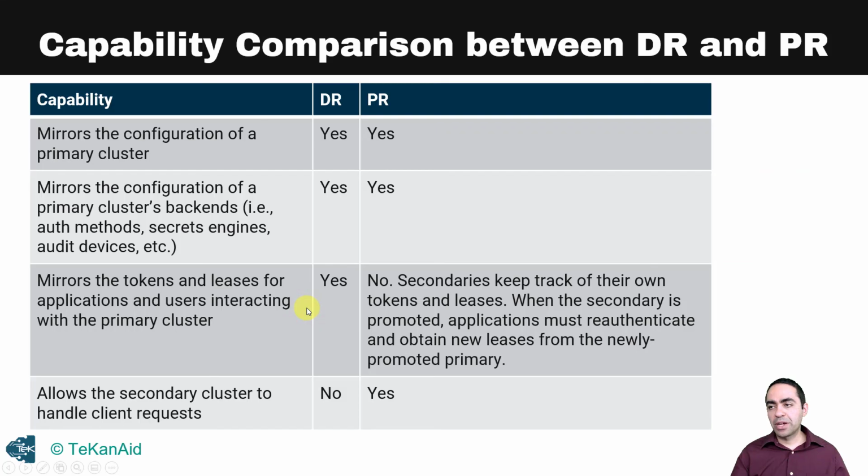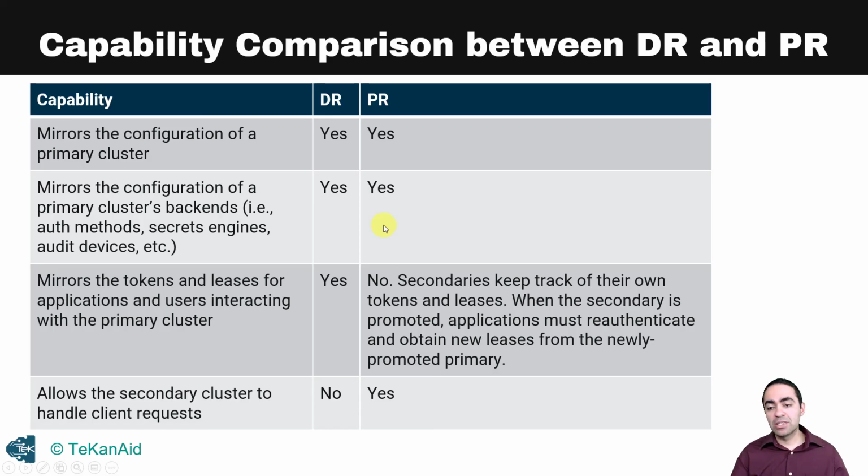Now, here's a comparison between DR and PR. You might get asked some of these questions on the exam. So for DR, it mirrors everything. So it mirrors the configuration of a primary cluster. So does the PR. When it comes to configuration of primary clusters, backends, auth methods, secrets engines, audit devices, all that gets replicated over for both DR and PR.